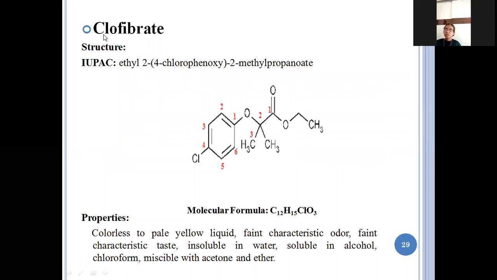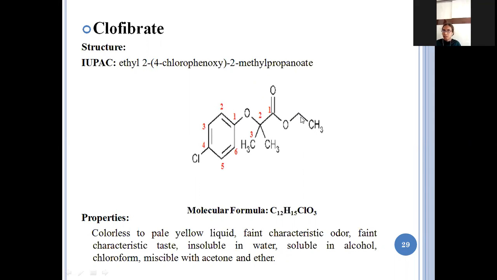Next drug is clofibrate. This is the structure of clofibrate, and this is the IUPAC name: ethyl 2-(4-chlorophenoxy)-2-methylpropionate. If you see the structure here, this is the phenyl. For the phenyl, in the fourth position, a chlorine atom is there. Here 1, 2, 3: 3 carbon atoms means propane, so it is propionate.